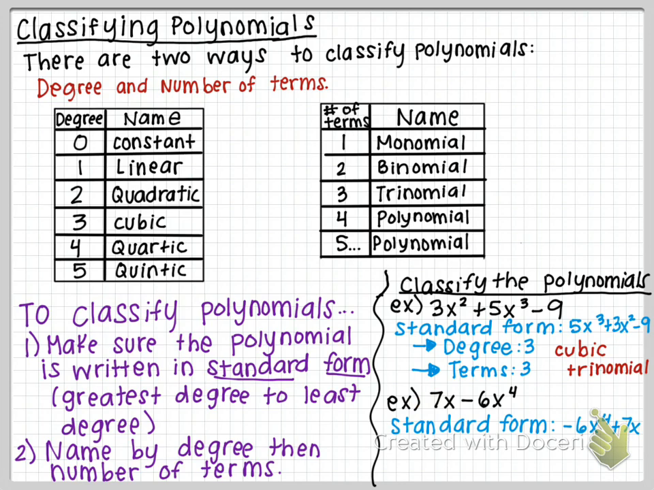Okay, then number 2 says name by degree, then number of terms. So our degree is the highest exponent, which is 4. And how many terms do we have? We have 1, 2 terms. So we have 2 terms. So now it says name by degree and then number of terms. So our degree is, nope, it's not 2, sorry. Our degree is 4. So we're going to call it a quartic, and we have 2 terms, so binomial. So if we wanted to classify that, we'd call it a quartic binomial.